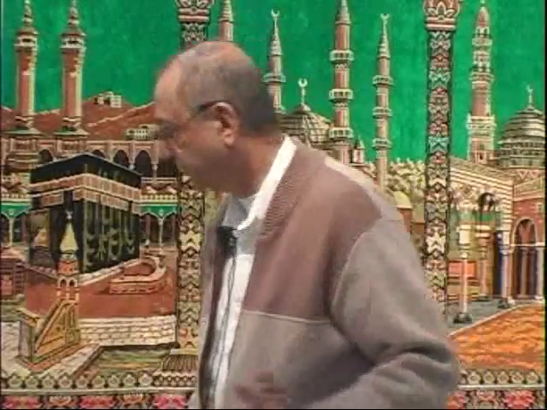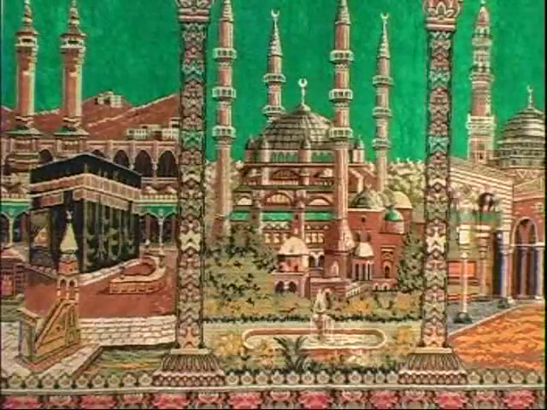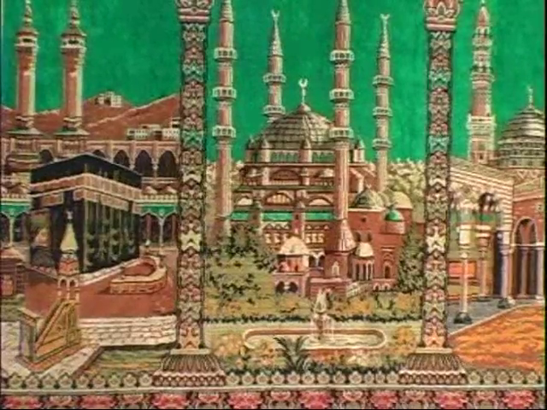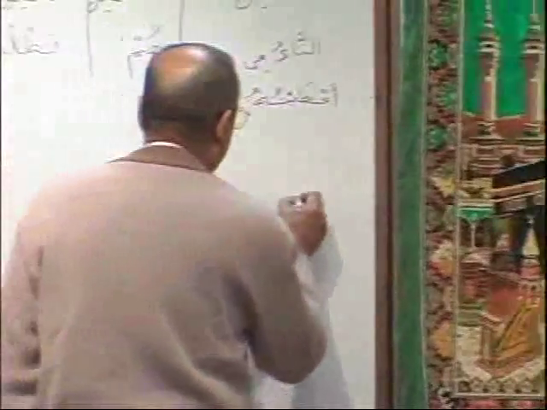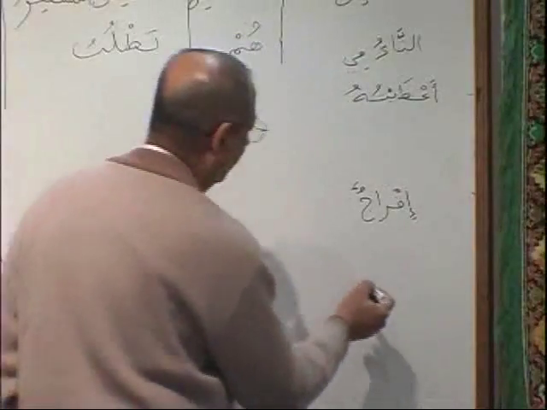Okay. So, yukhrijahu. What is the verb? Akhraja. Form 4. So what is the mastar? If'alun. Ikhrajun. What is the mastar? Ikhrajun. I will write it down. Please, you check it. Ikhrajun, brother. Now let us do it, brother.